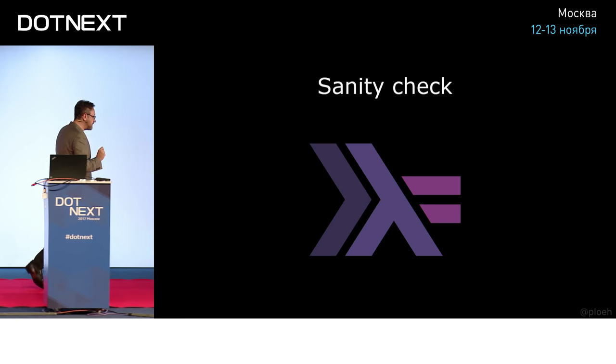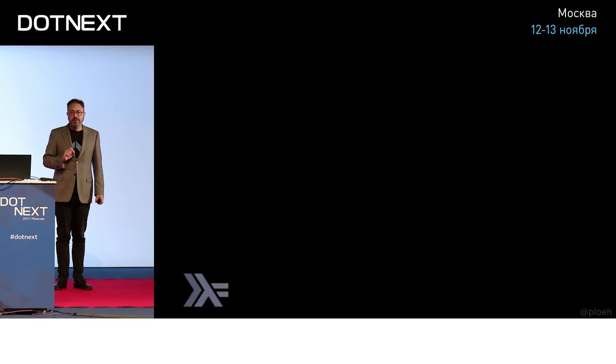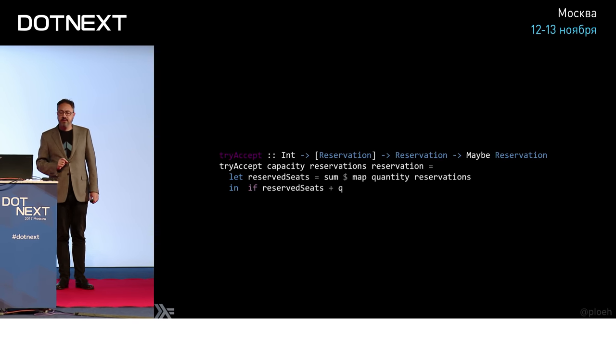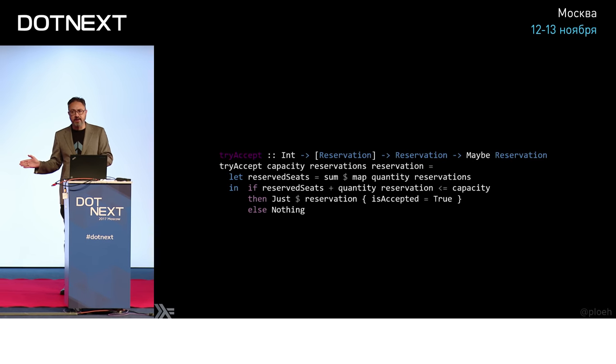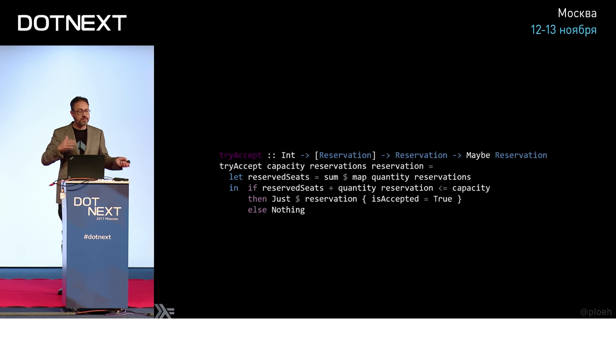All right, so let's see if we can port this to Haskell. So first of all, let's try and see if we can port try accept to Haskell code. That wasn't a problem before. This turns out to still not be a problem. This particular function is still pure and it still compiles and all is good.